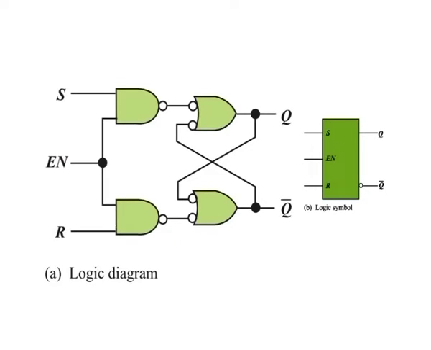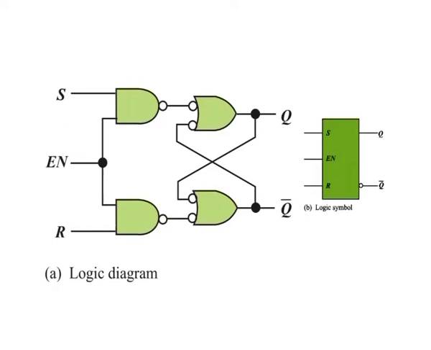The gated SR latch. The figure shows the logic diagram and logic symbol for a gated SR latch. A gated latch requires an enable input, En. The S and R inputs control the state to which the latch will go when a high level is applied to the enable input.